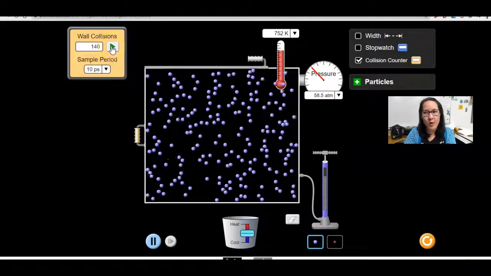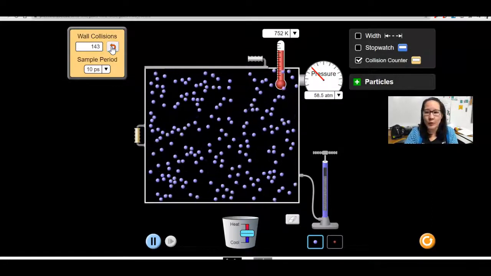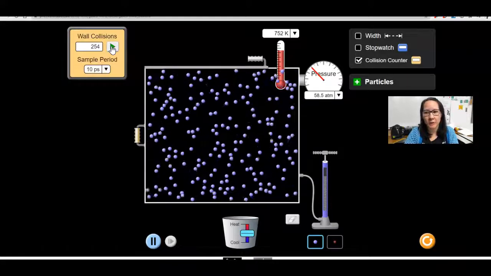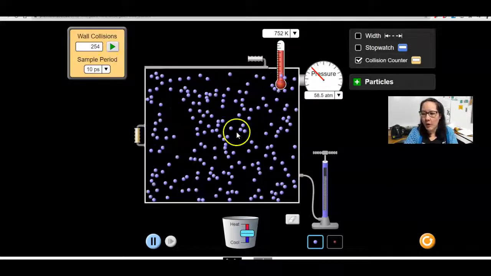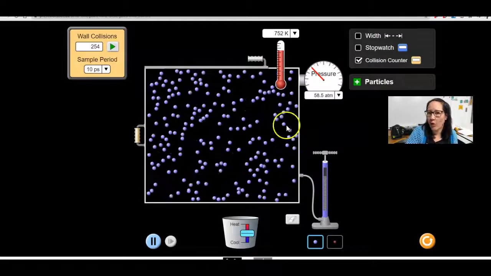Let's see how many wall collisions are happening now that I've heated up the gas. We had 140, and now we're up to 254. So that's because they're moving faster and they're hitting the walls of the container more often.